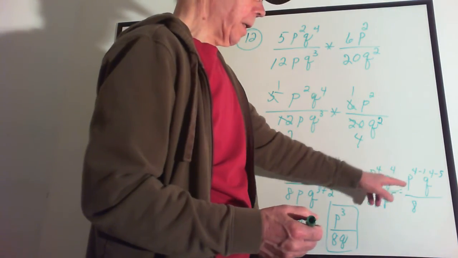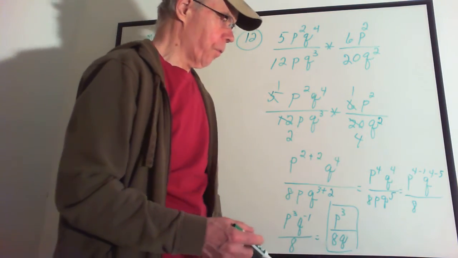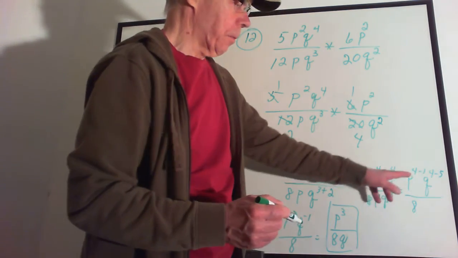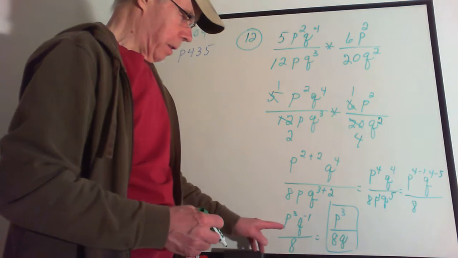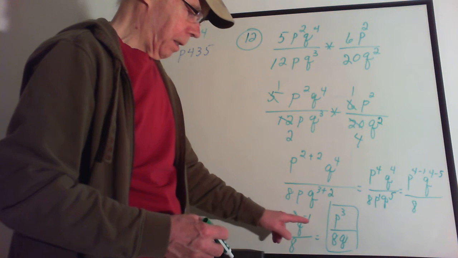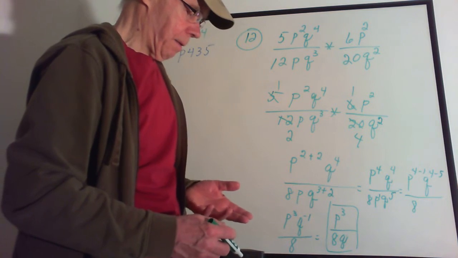So it's going to be p, I'm dividing, so I'm going to subtract my exponents. It's 4 minus 1, the exponent here is 1. So I subtract it, it's q, 4 minus 5. So I end up with p cubed, q to the negative 1. Bring that to the denominator, it becomes a positive 1. I don't have to write it.